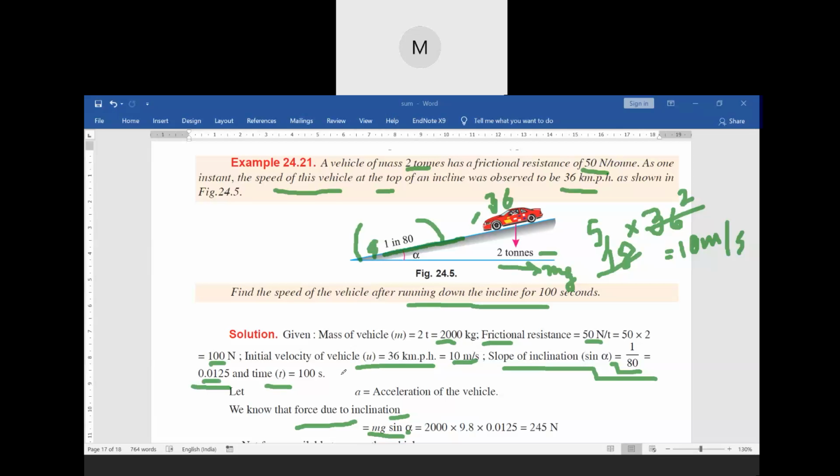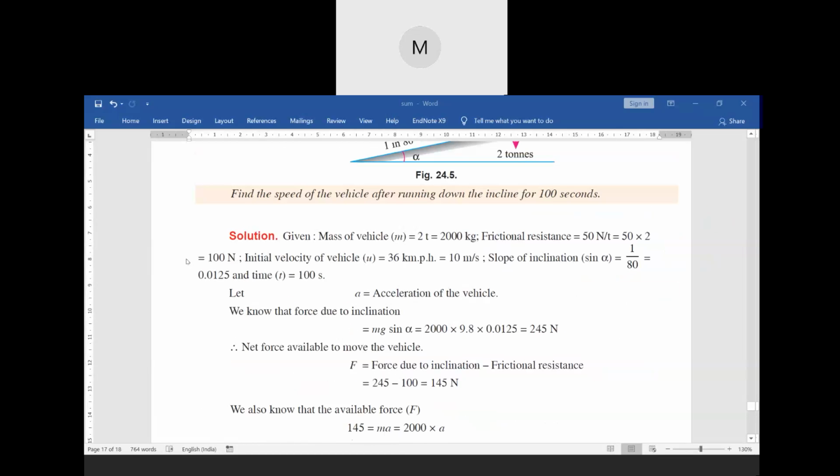So if we have the sine alpha value as 0.0125, and g we know and m we know, we can find the force that is coming due to inclination. This surface is inclined, so how much force is actually acting? We have to find it using this formula. Now we'll go to the next part, the simple numerical.